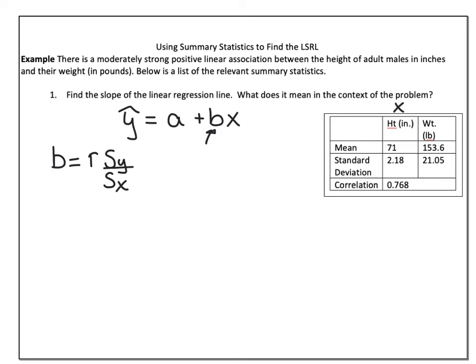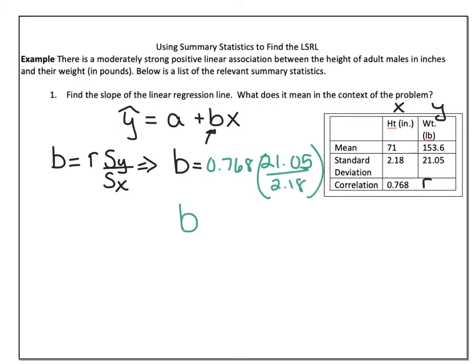So here's my explanatory and my response variable. Here is my correlation coefficient, or r. So it's a matter of simply substituting. This gives me b is equal to 0.768 times 21.05 divided by 2.18. Put that in my calculator, and I get that b is approximately 7.416. Take it out to the thousands place.